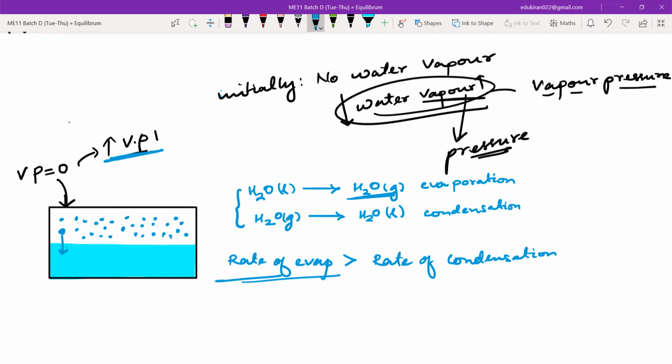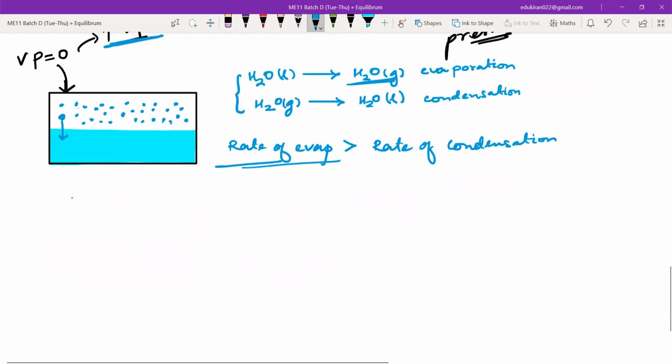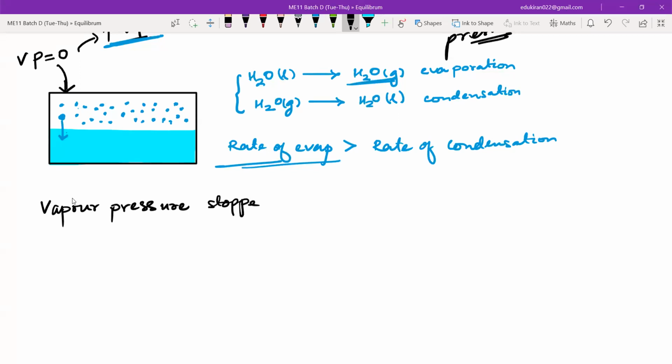But after a while, what I saw is that the vapor pressure stopped increasing. And it achieved a value, it achieved a constant value.